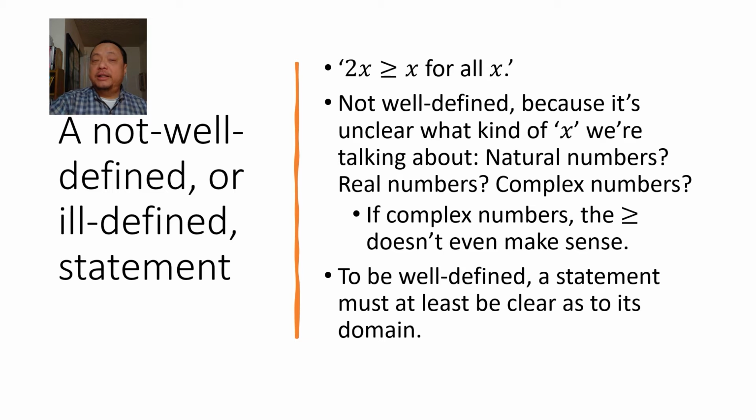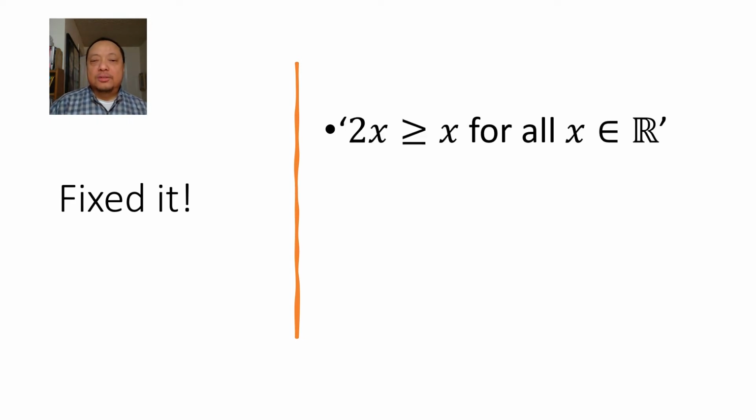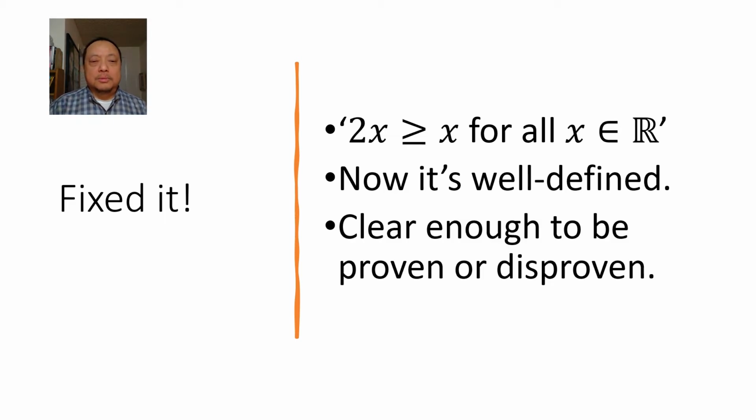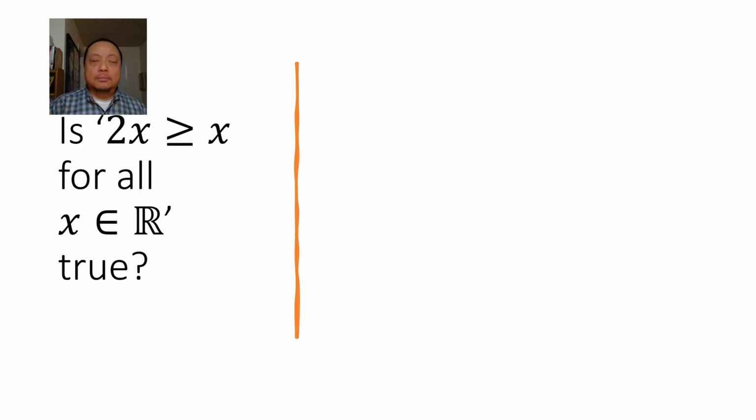To be well defined, the statement itself must be clear where it's applicable. The statement must be clear as to its domain. Let's fix it and make it well defined. Something like this: prove that 2x greater than or equal to x for all x in R, the set of real numbers. Now it's a well-defined statement. It's clear what it is that we need to either prove or disprove. Either we prove this, or we find a real number x where the inequality doesn't work.